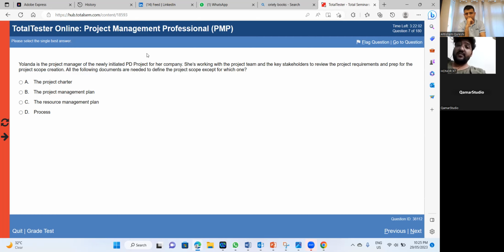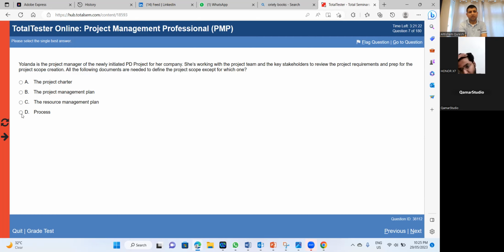For example, we need a customer feedback form on the website. So how we will do it? Sorry, I'm interrupting you, but read the question carefully and the answer will be very evident. All the following documents are needed to define project scope, except which one? So charter is a document, project management plan is a document, resource management plan is a document, process is not a document.